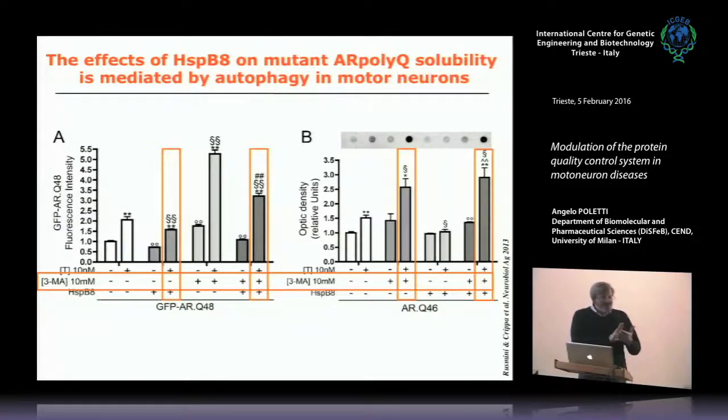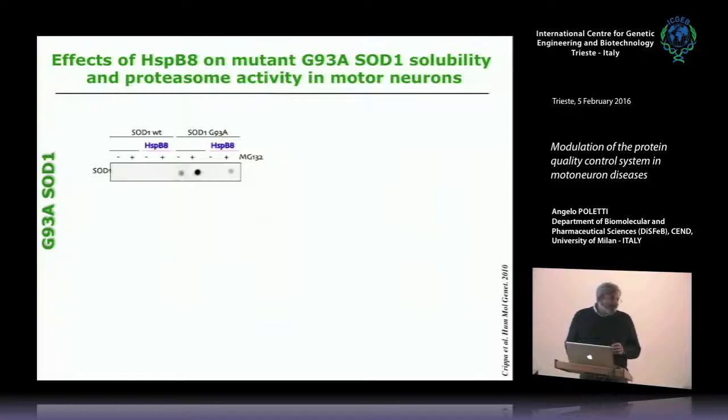So that means that HSPB8 needs autophagy to exert this action on the protein. If you come back to ALS-related proteins, SOD1, this is accumulation of SOD1 in basal condition when you express the mutant protein. When you block the proteasome, as I showed you before, when you transfect HSPB8, you completely remove all the misfolded species, but also when you block the proteasome. So you don't need proteasomal activity for this protein to exert this action.